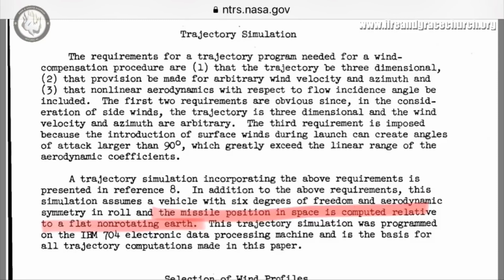April 1961, NASA technical document for calculating unguided missiles, not anything we're sending into space, just unguided missiles, like the V-2 was an unguided missile. Let's keep going here.